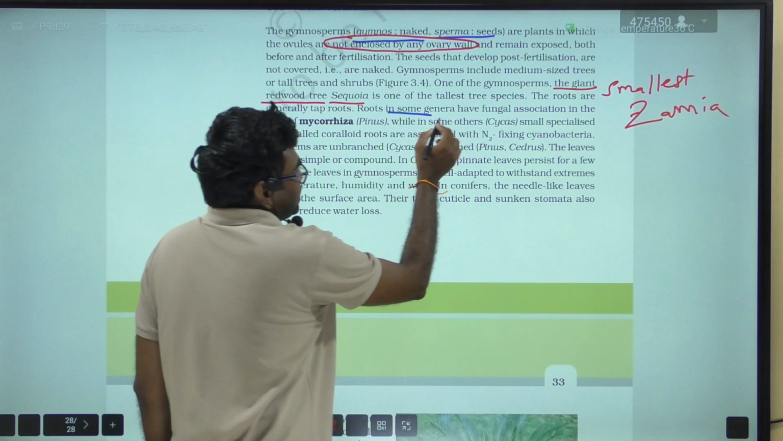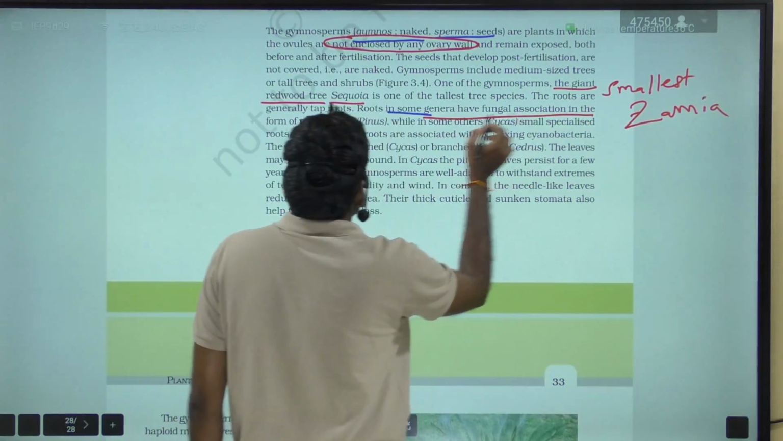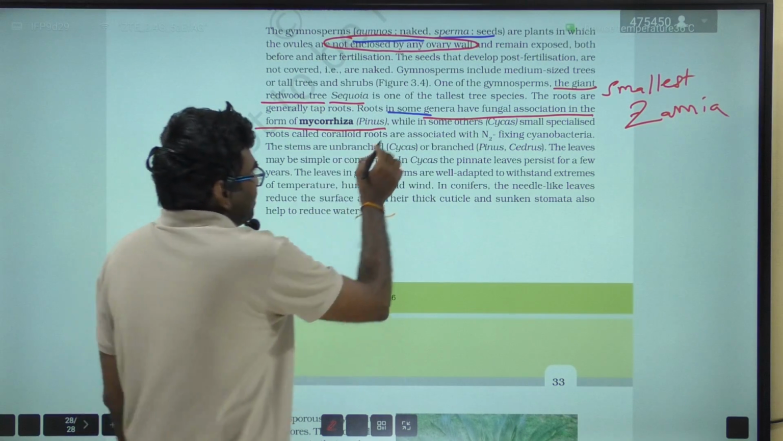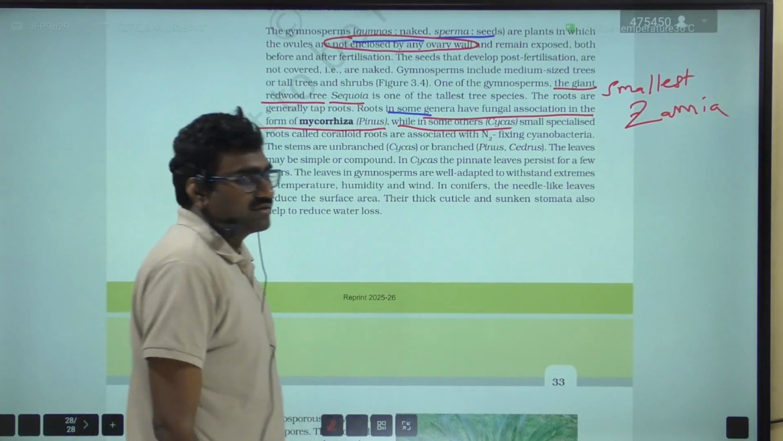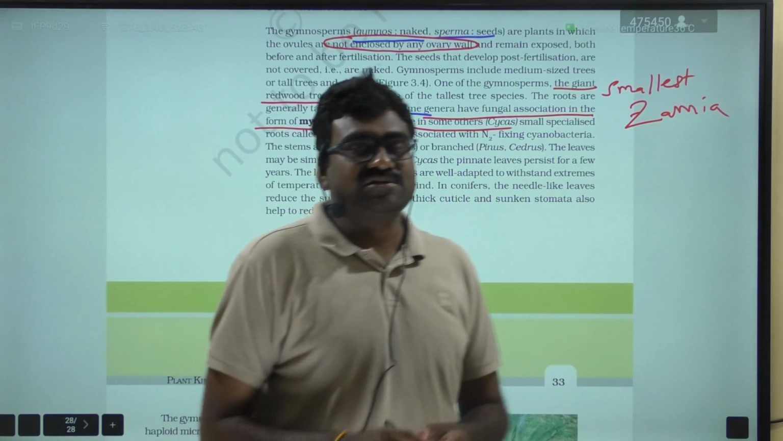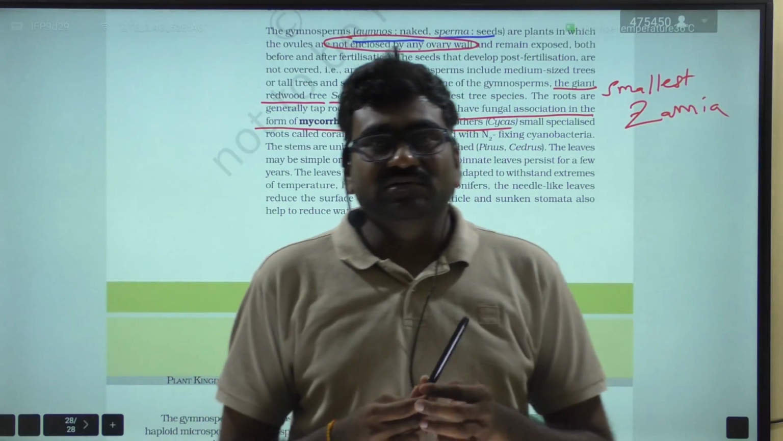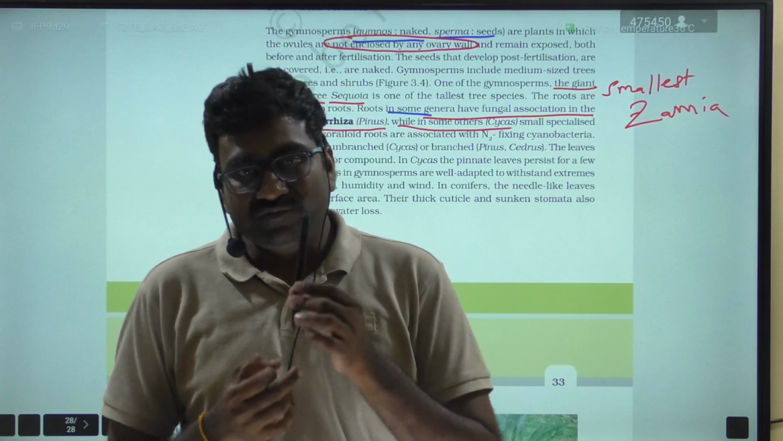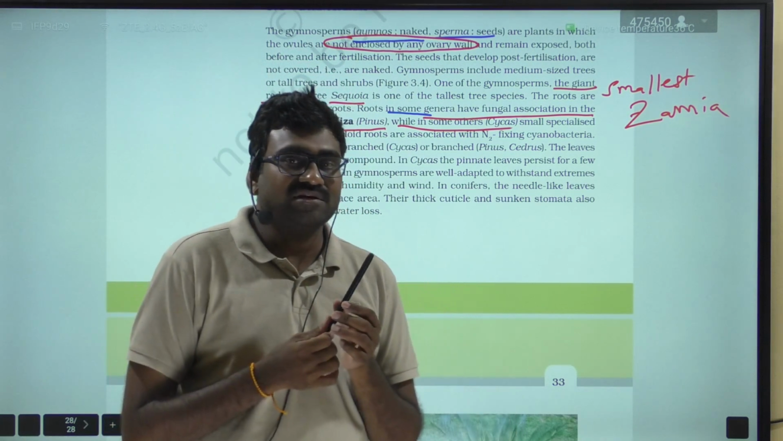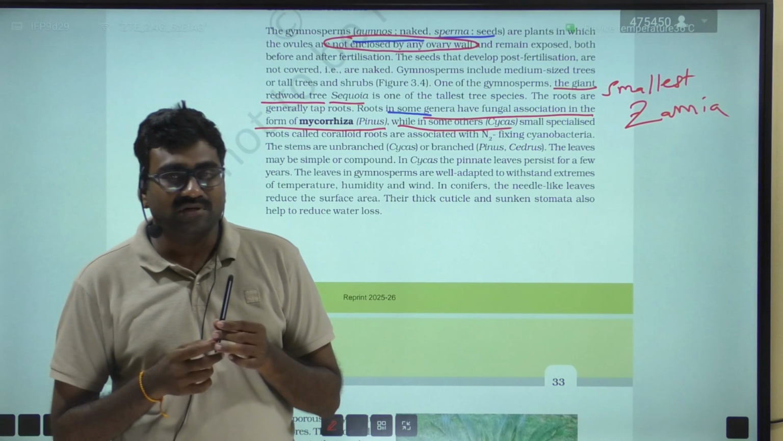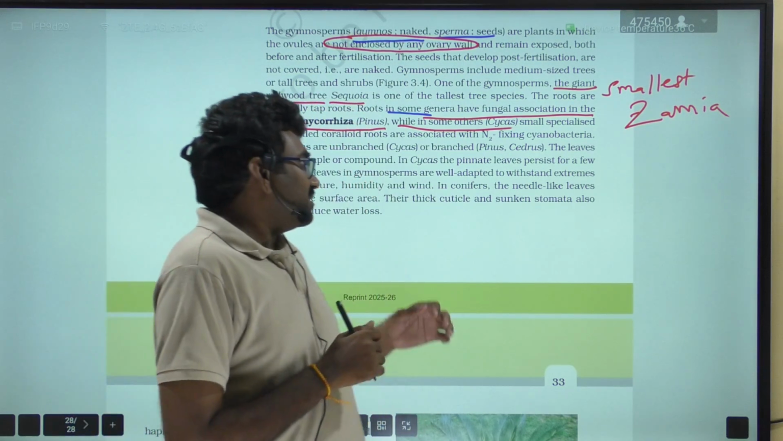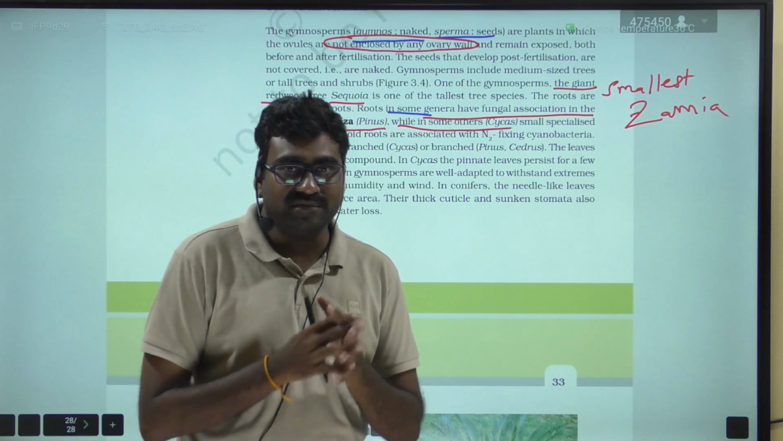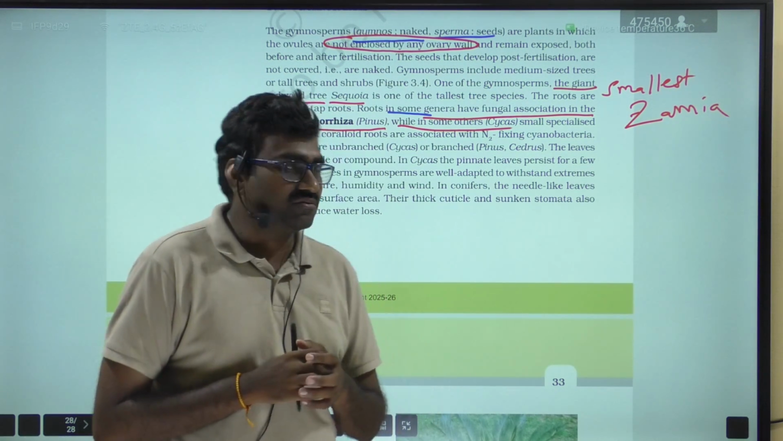Roots in some genera have a fungal association in the form of mycorrhiza, that is Pinus, while in some others, Cycas. In the roots of Pinus, the genus name of the fungus is Glomus. Glomus lives in the roots of Pinus. It helps in the phosphorus absorption to the plant, and that association is known as the mycorrhiza. Myco means fungi, rhiza means root.